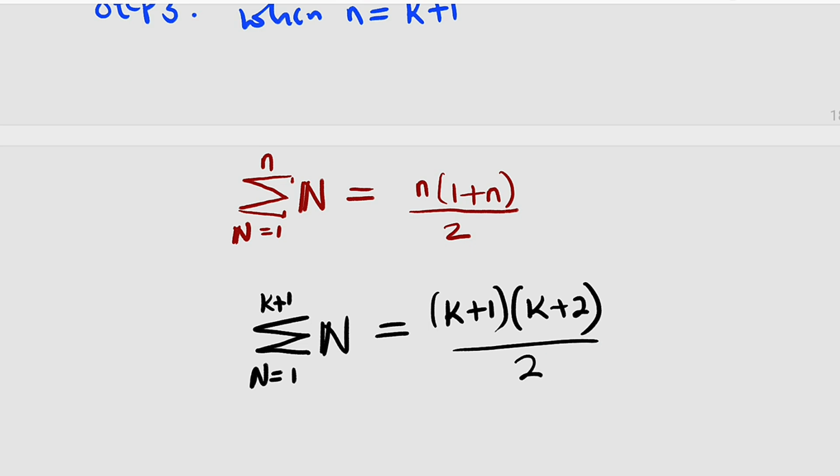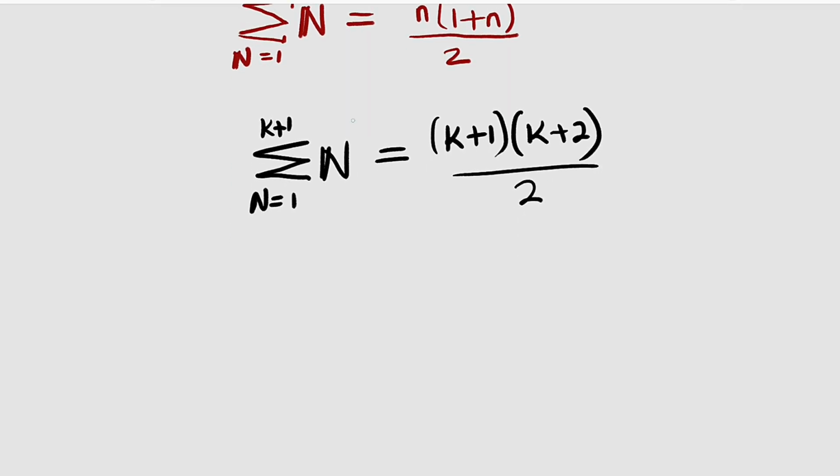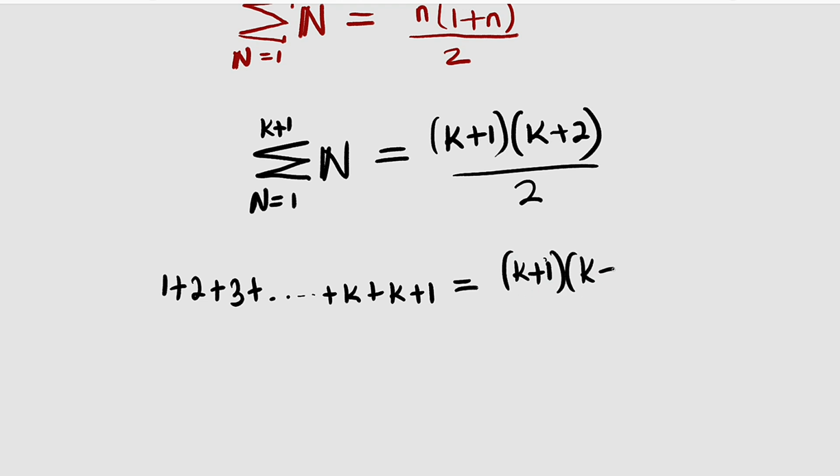divided by 2. But remember, the left hand side means we should be adding these numbers from 1 down to k plus 1, right? So let me break it down. This is the same thing as 1 plus 2 plus 3 plus dot dot dot plus k, where k is the number before k plus 1, plus k plus 1. This is the same thing as k plus 1 multiplied by k plus 2 divided by 2.